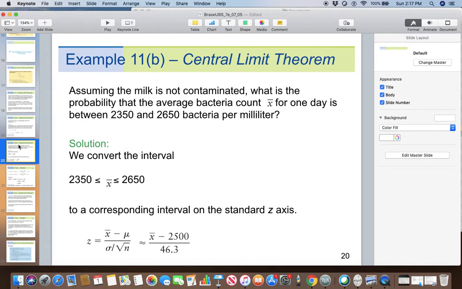Now use this information. Assuming the milk is not contaminated, what is the probability that the average bacteria count X bar for one day is between these two numbers? So you want X bar to be between these two numbers. Convert it to a standardized score using this formula. When I apply this formula to X bar, I get Z. I'm going to apply the same formula for these two numbers.